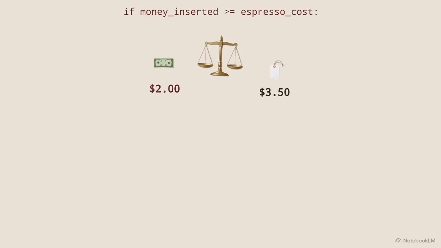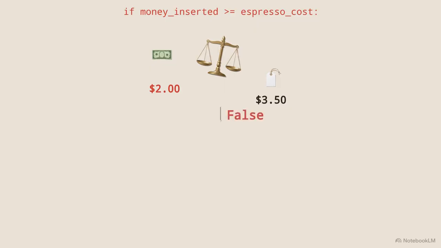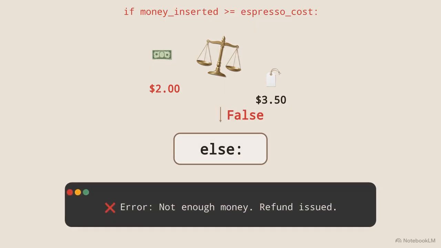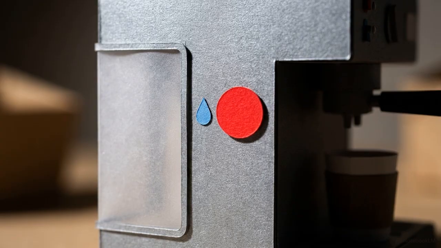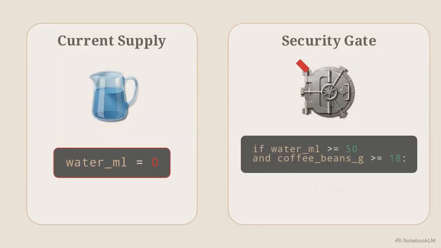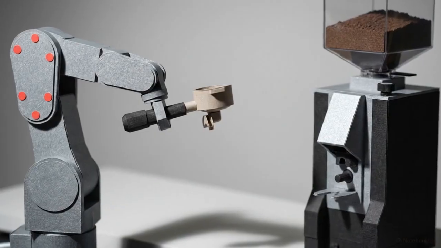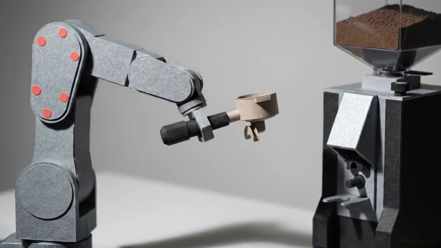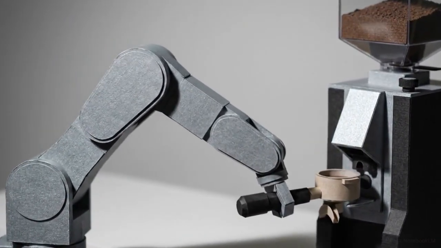Bringing back our logic scale, the robot checks if $2 is greater than $3.50. The math fails. When an if condition is rejected, the program falls back on an else statement. This automatic rule stops the machine, refunds the money, and prints an error. This same backup logic applies to the ingredients. If the water jug were empty, the code would fail the supply check and hit a different else statement, stopping the process before the robot tries to brew a dry cup.